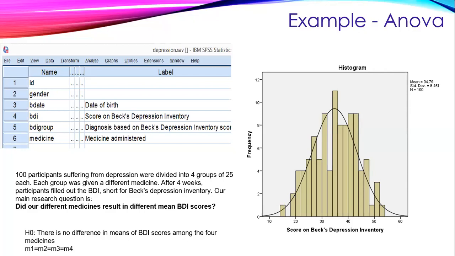They are giving 4 different types of medicines, and based upon the medicine, they are segregating the groups. After the treatment, they want to find out whether there has been a reduction in the BDI score. So the null hypothesis here is that there is no difference in means of BDI scores among the 4 medicines: M1 equal to M2 equal to M3 equal to M4.